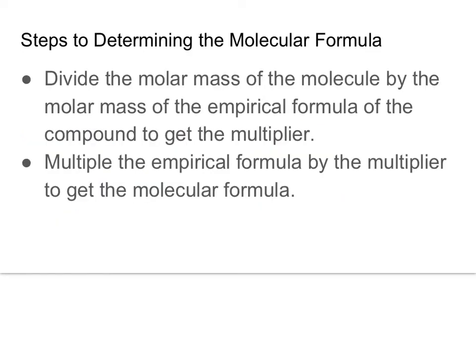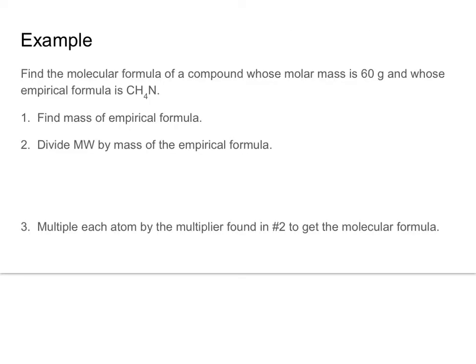The steps for determining the molecular formula are as follows. You're going to divide the molar mass of the molecule by the molar mass of the empirical formula to get what's known as the multiplier. Once the multiplier is known, then we multiply our empirical formula by that multiplier to get to our molecular formula. The important thing to know is we cannot determine the molecular formula for a compound until we first have an empirical formula. So let's look at an example of this.